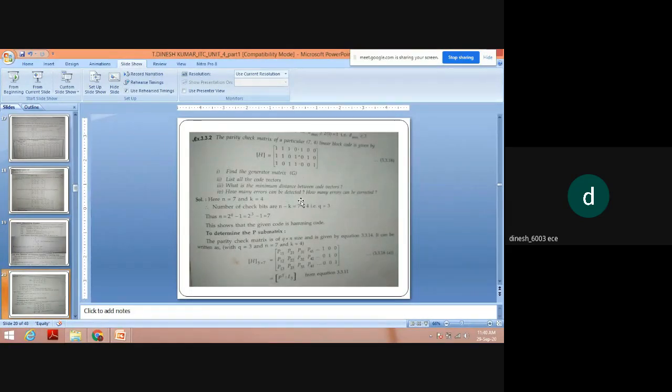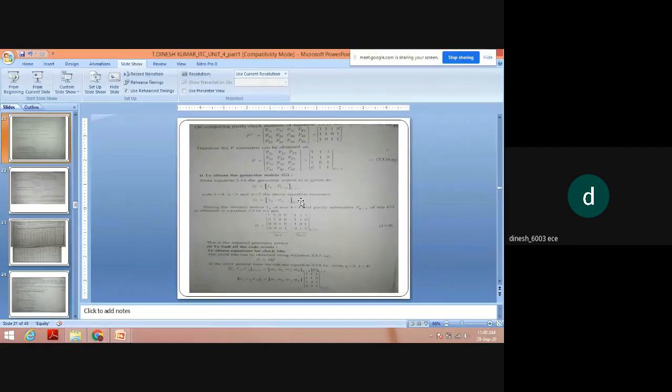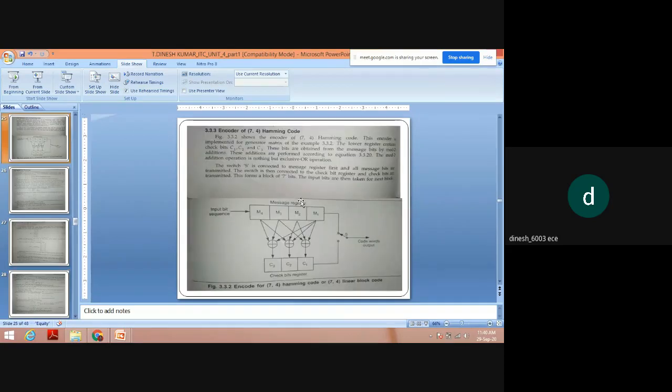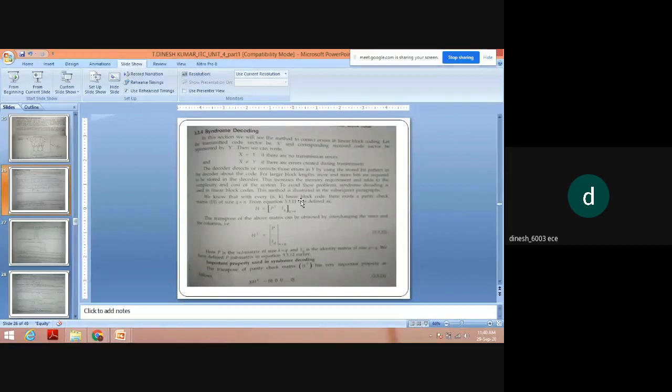We found how errors can be detected with a relevant example: P, G, C, M, P, and we found code vectors also. Error detection and correction capability, and the encoder of Hamming codes, how the encoders are built. We saw syndrome decoding. After encoding, we need to decode it.